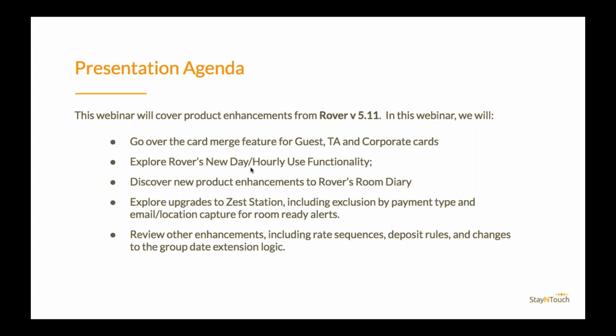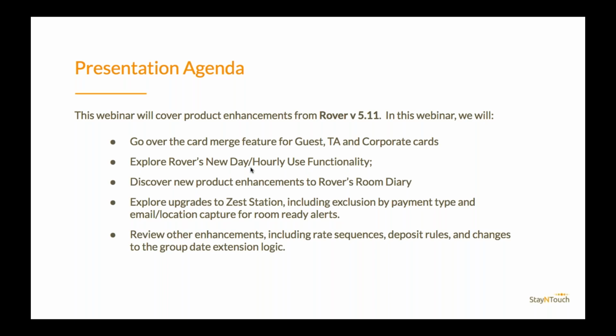Today's presentation will cover a number of different product enhancements from Rover version 5.11. We actually have a lot of content today, so we're going to be pushing the time limit pretty closely. First, we're going to go over some of the card merge features for guests, TA, and corporate cards. We're going to spend a lot of time on Rover's new day and hourly use functionality, so now you can reserve rooms on an hourly basis and a day basis. We're also going to discover new product enhancements for the room diary.